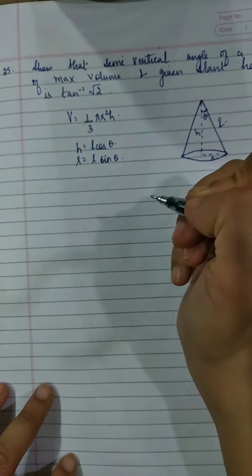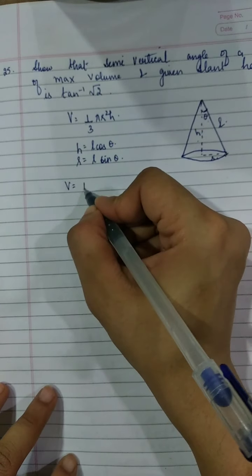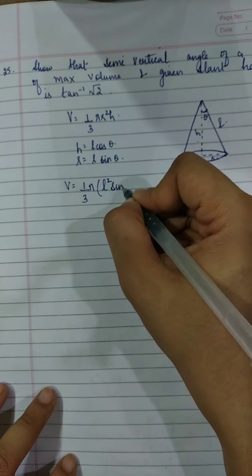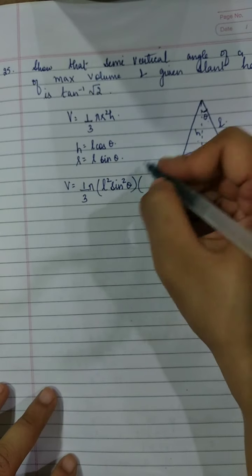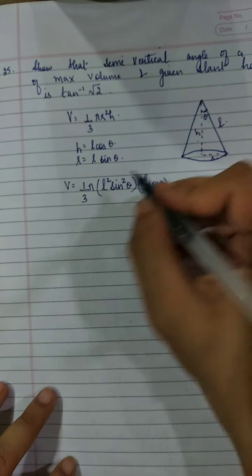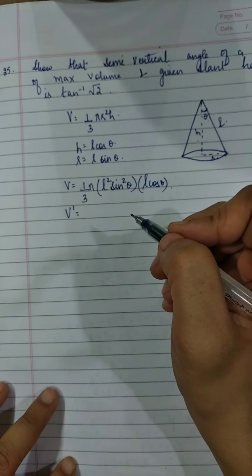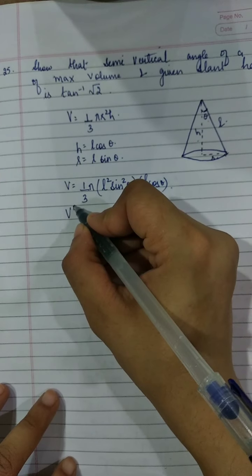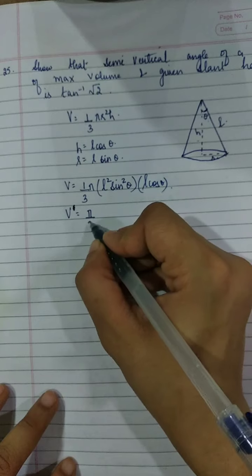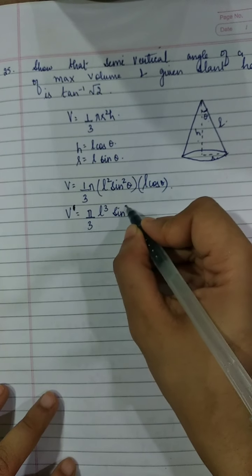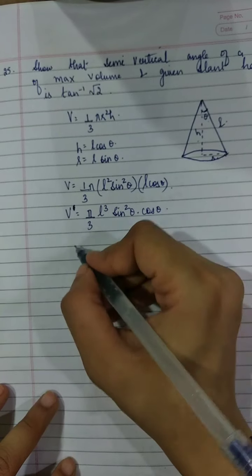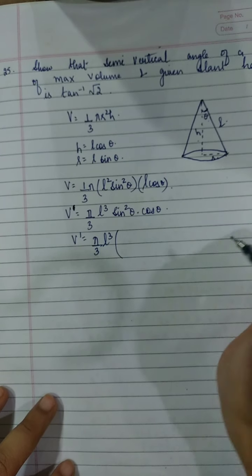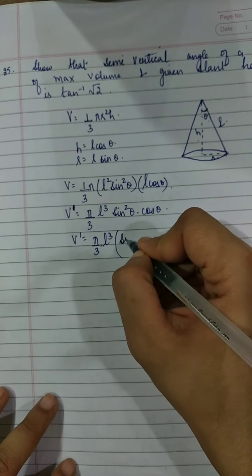Is that clear? Now simply we substitute r and h in this volume. So r squared is L square sine square theta and h is L cos theta. Our next thing would be to differentiate V with respect to theta. We have common parameters now, right? So what is V? It is pi by 3 L cube sine square theta into cos theta, right? So V dash is equal to pi by 3. Let L cube be as it is.